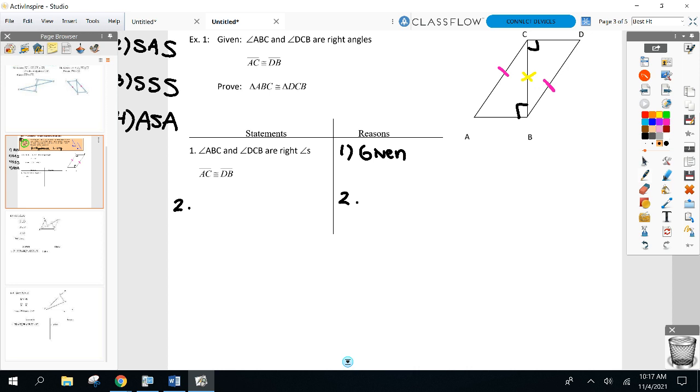Okay, I'll write that down eventually. I want to make a plan though. All right, do we have right triangles? Okay, so we do. Maybe it might be HL. I'm not assuming it is, but maybe it's HL.